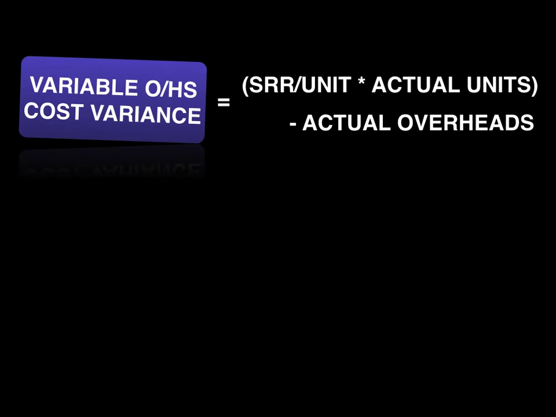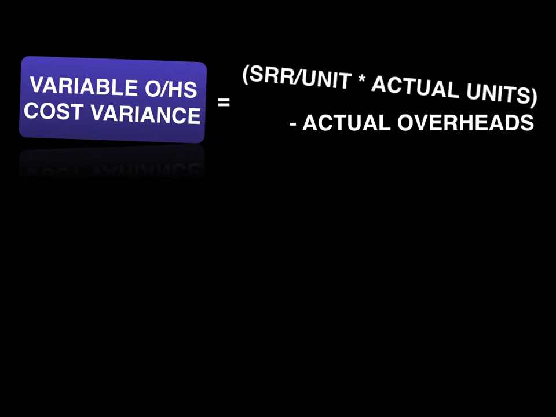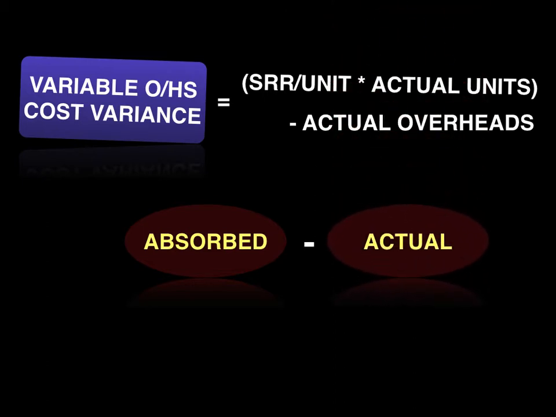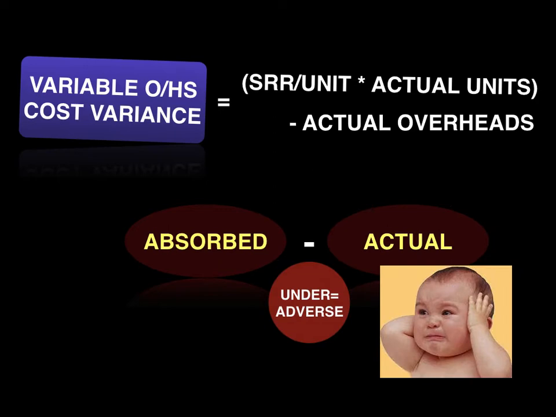Alright. Now try to understand what you are doing here. The thing that you have written in bracket, that is SRR per unit into actual units, that's basically the overheads absorbed, and you are comparing that to what? To the actual overheads. So you are comparing absorbed to the actual. Now suppose if the result is negative. Negative means you have absorbed less, right? If the actual is more, absorption is less, then the result will be an under absorption. Under absorption will be called here as the adverse variance.